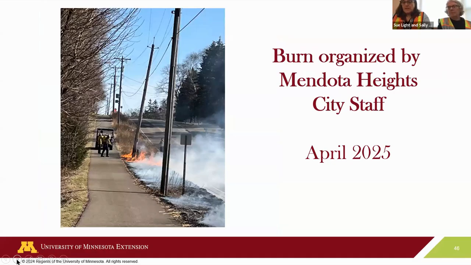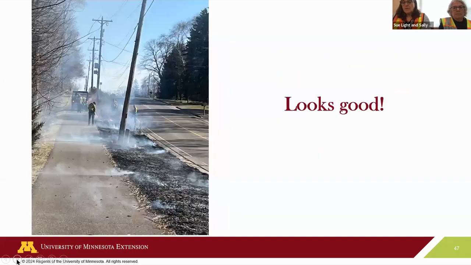At the end of each season, the city contracts with a restoration company to manage a 3-year maintenance cycle. First year, mow and collect the cut vegetation. Second year, mow and leave the vegetation. Third year, burn the entire site.